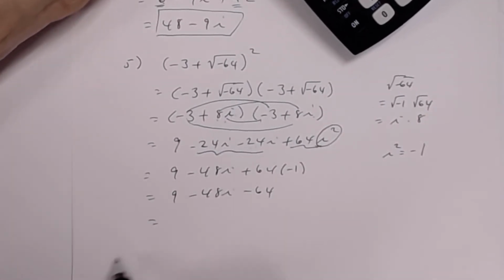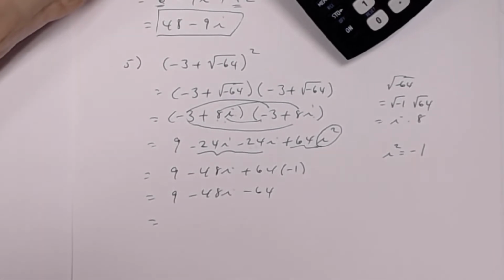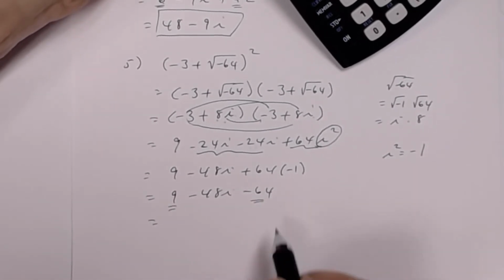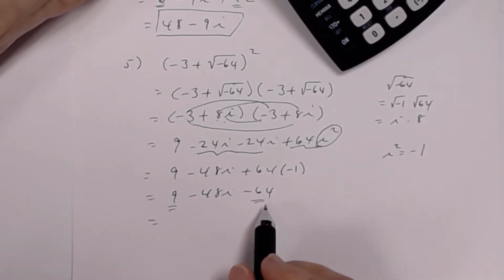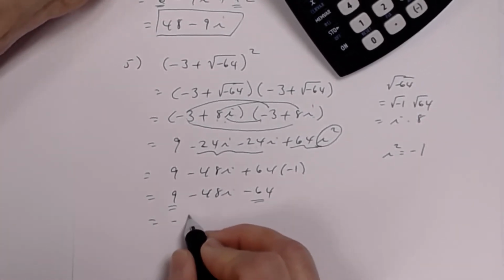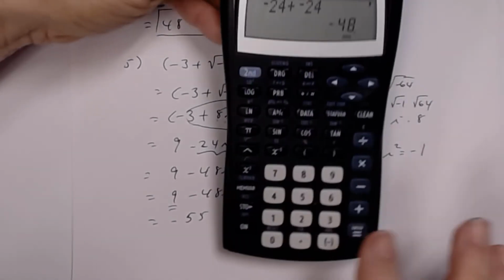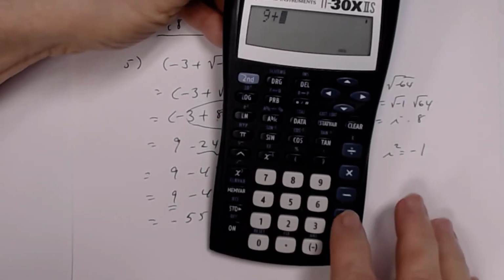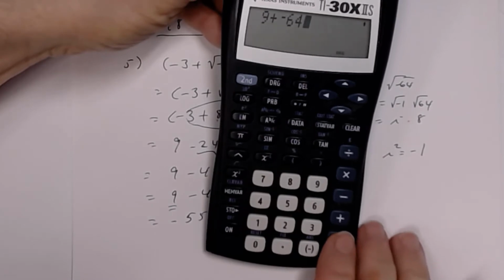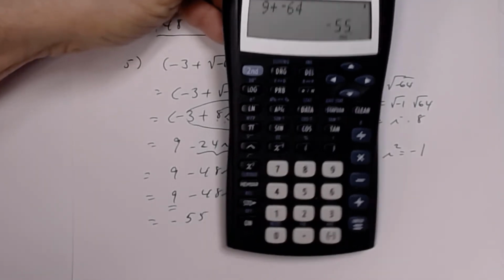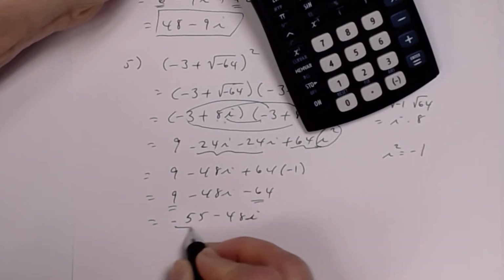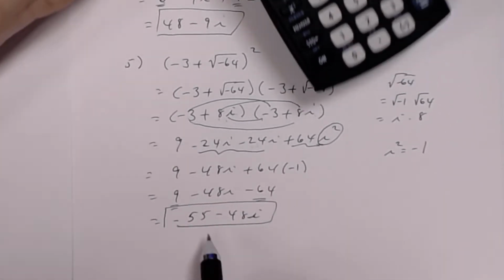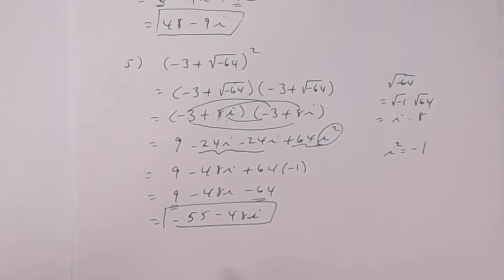And so now let's put this in the form a plus bi. So notice that these are constants, so I can combine those. Those are like terms. And so 9 and a negative 64 is a negative 55. And again, if you have trouble, you say 9 plus a negative 64 gives me a negative 55. Okay? And then minus 48i. And there's your answer. So you wrote this in the form a plus bi. All right, so that was number 5.